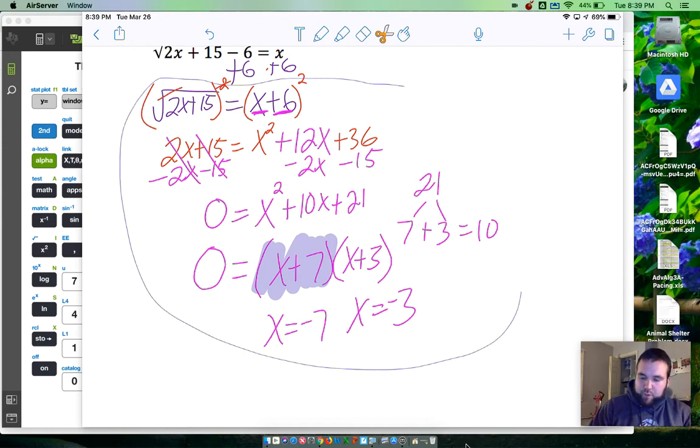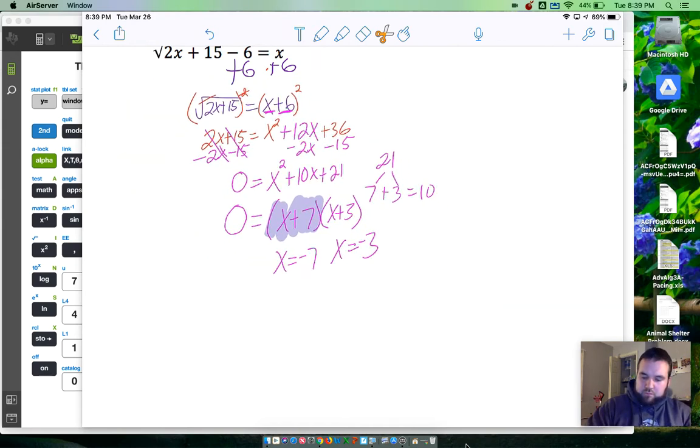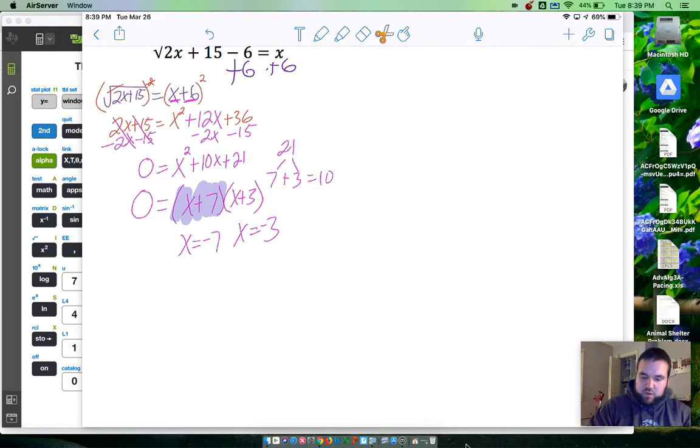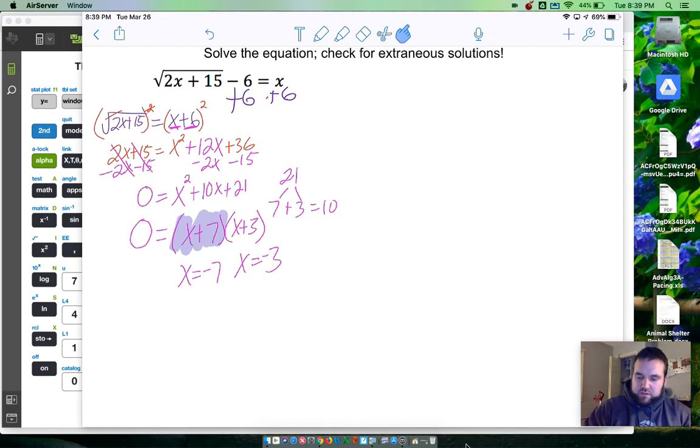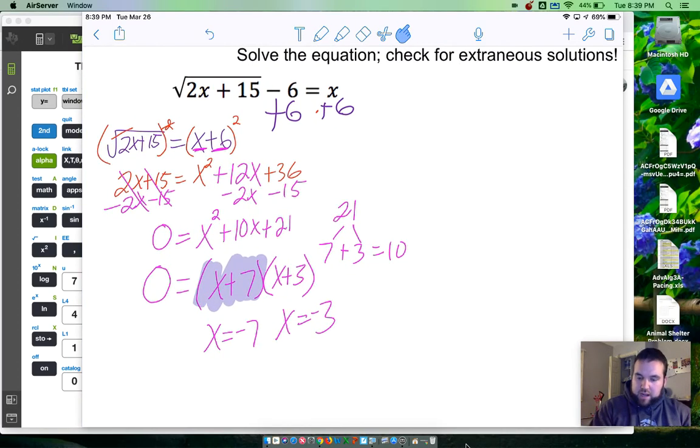So right now, there's all that work. One, both, none of them. I don't know how many of those solutions work because I have to plug them in to check. I am going to go back to the very original equation and check this.